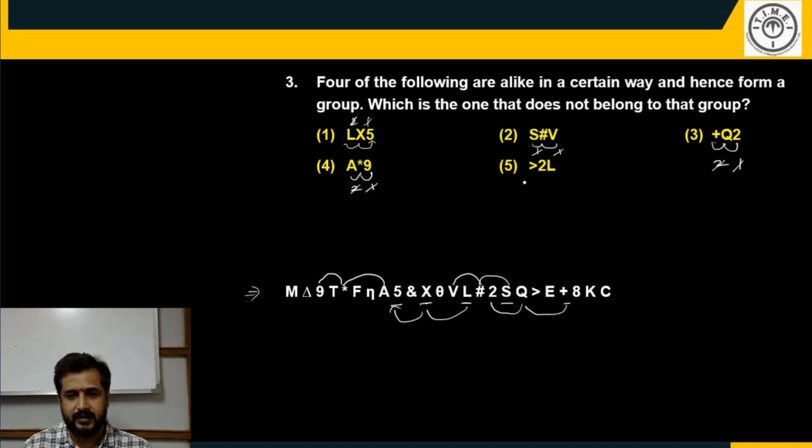Let's move on to greater than, 2. Between greater than and 2, 2 elements are missing, and from 2 to L, 1 element is missing. Now, which is the odd man out? The second option. Everywhere, from the first element to the second element, 2 elements are missing, and from the second to the third element, 1 element is missing. But in choice 2, from first to second and second to third, only one element is missing. So choice 2 is the odd man out.